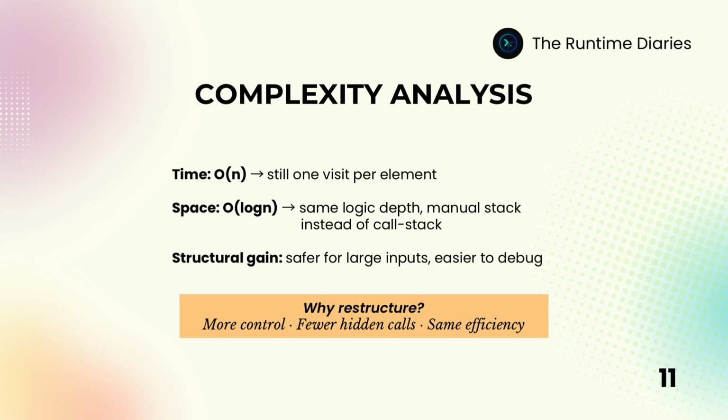Let's talk about results. Time complexity? It's still O of n. Each element becomes one node. The space complexity? It's still O of log n on average, because even though we now use a manual stack, its depth mirrors the same tree height. So why bother restructuring? Because now we have more control, no recursion limits, and the exact same efficiency. It's structural optimization. It's not faster in theory, but it's more reliable in practice.